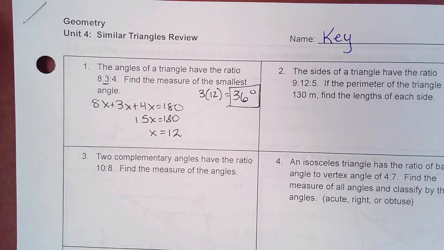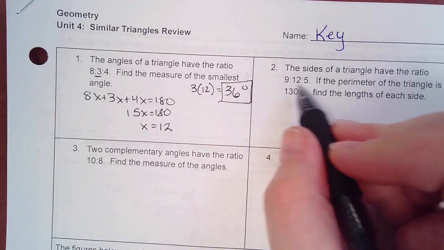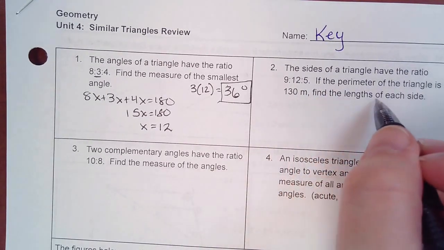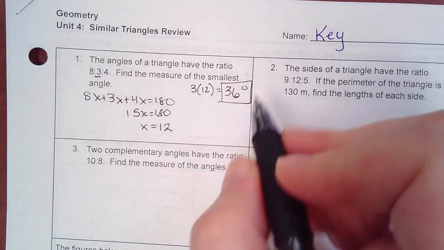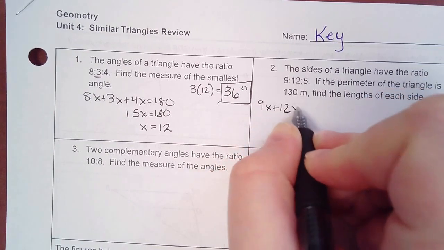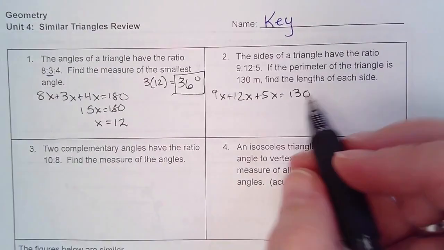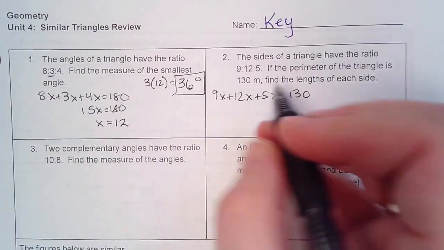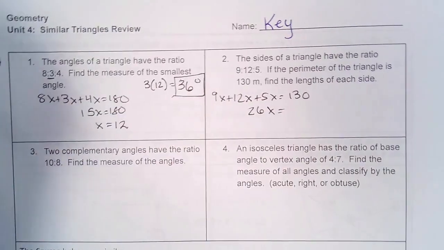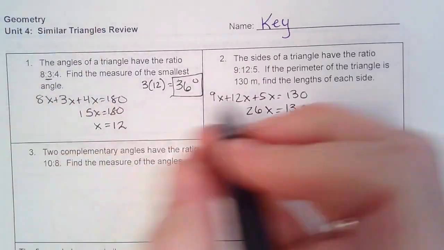All right, so the next one says the sides of the triangle have a ratio of 9 to 12 to 5. If the perimeter of the triangle is 130 meters, find the lengths of each side. So let's go ahead and set up an equation. 9x plus 12x plus 5x equals 130. Combine my like terms. 9 plus 12 plus 5 is 26. 26x equals 130. Divide by 26, so x should be 5.